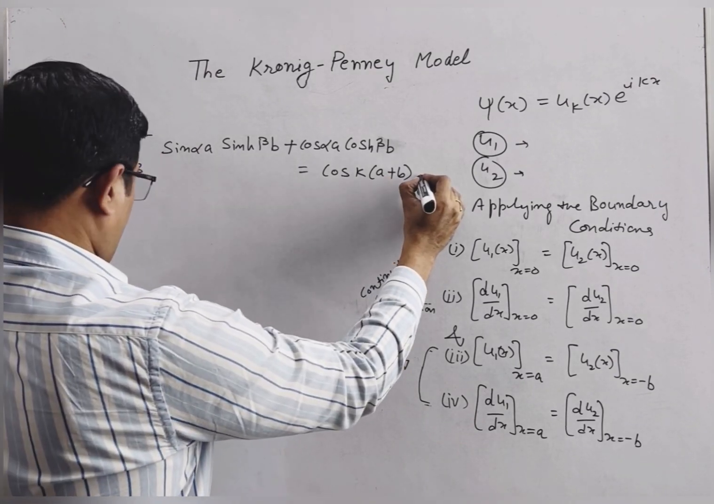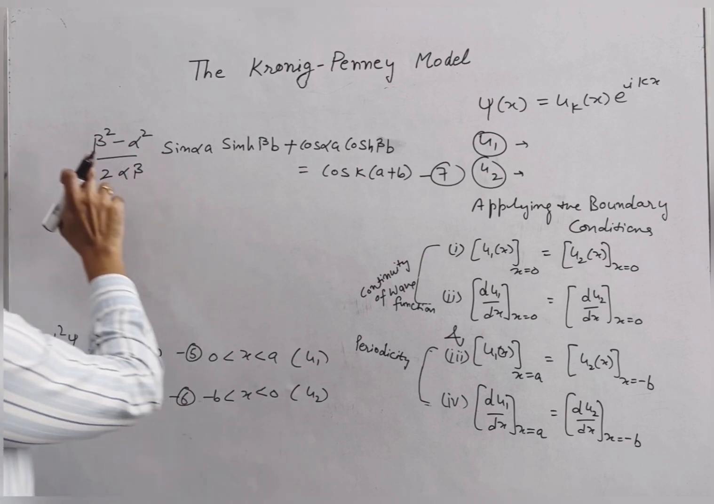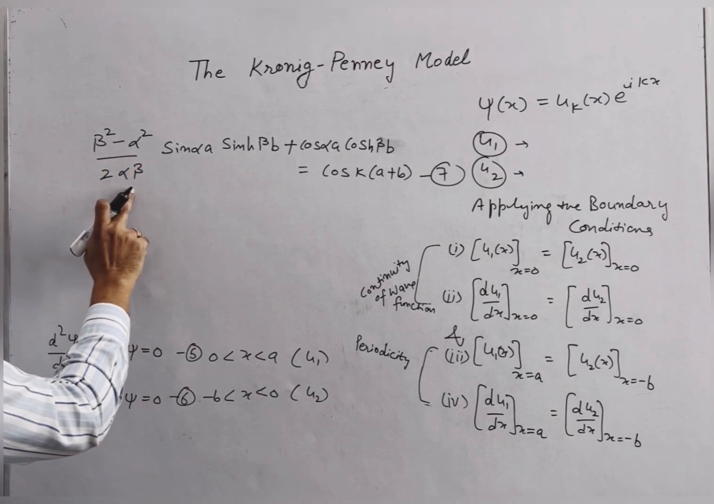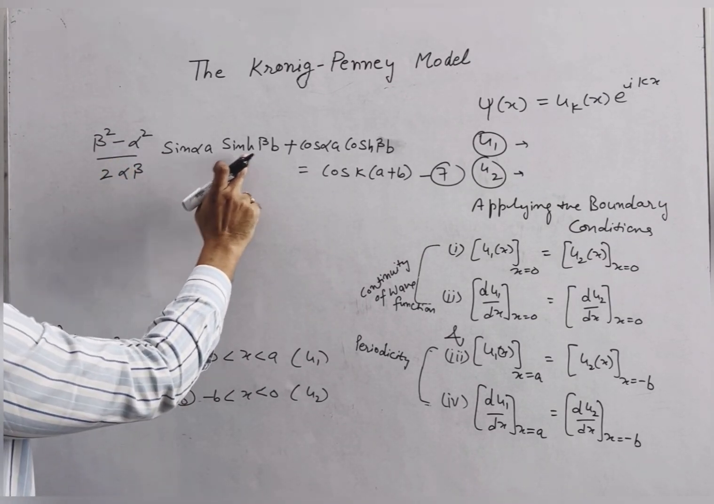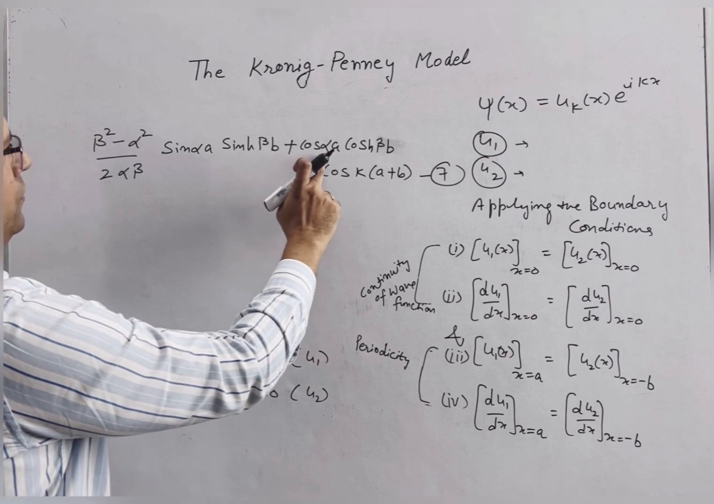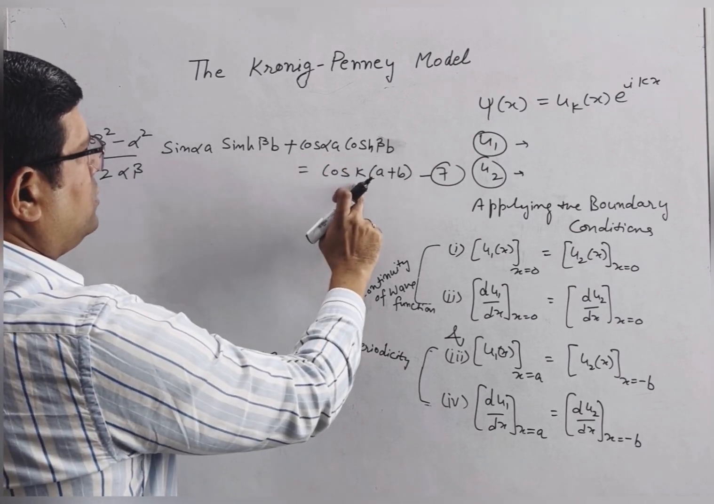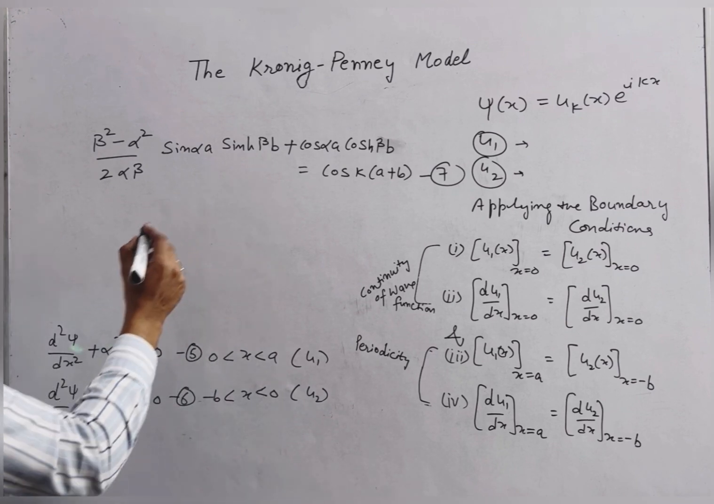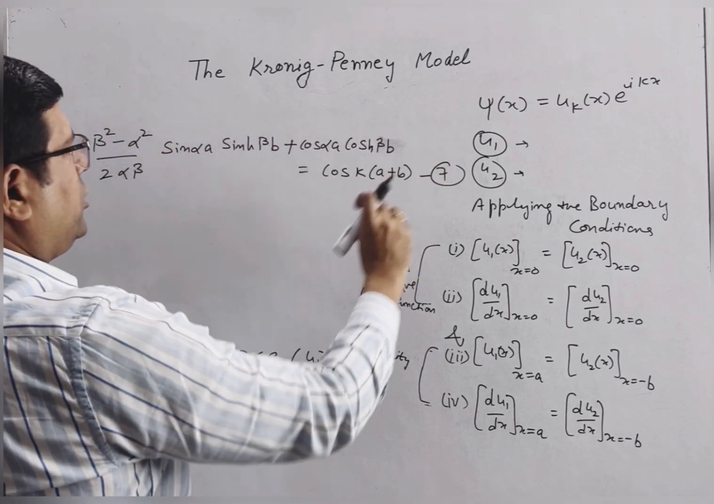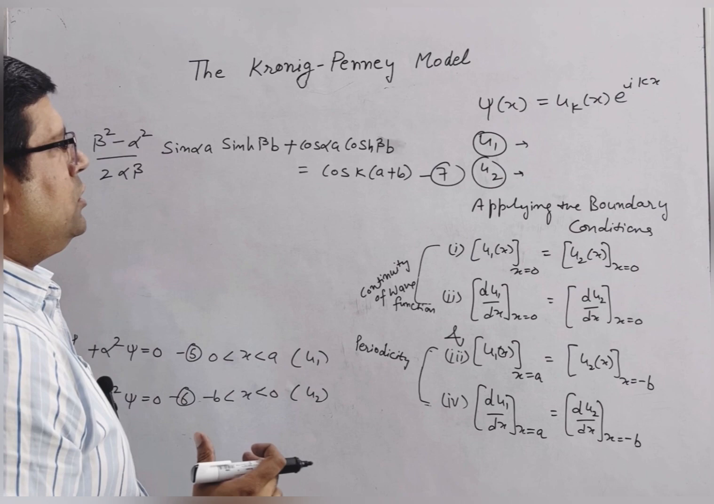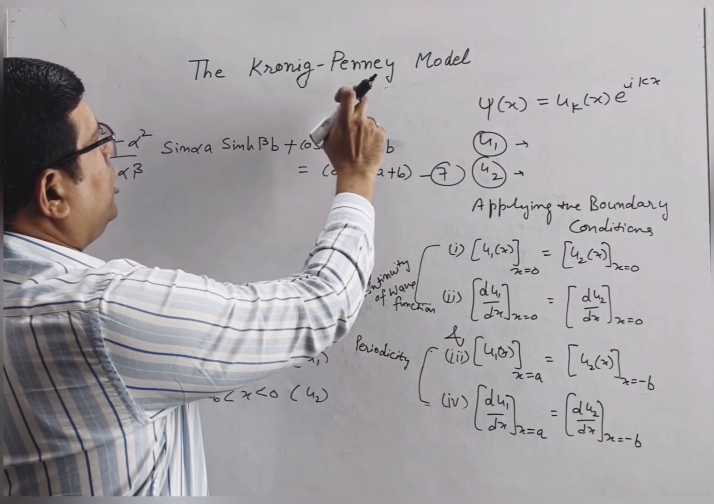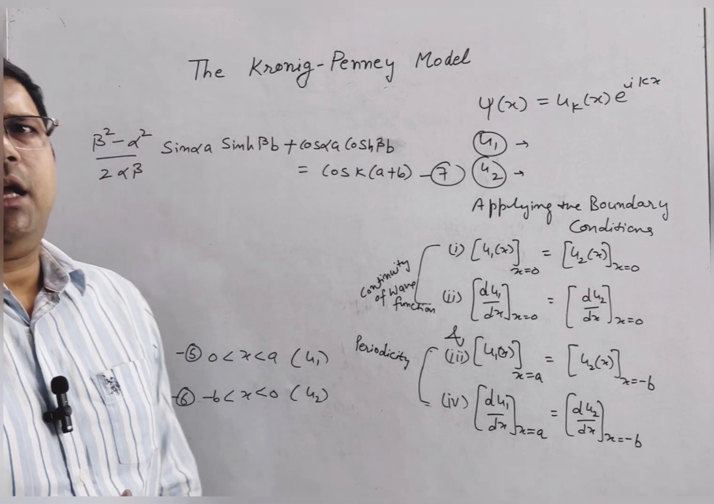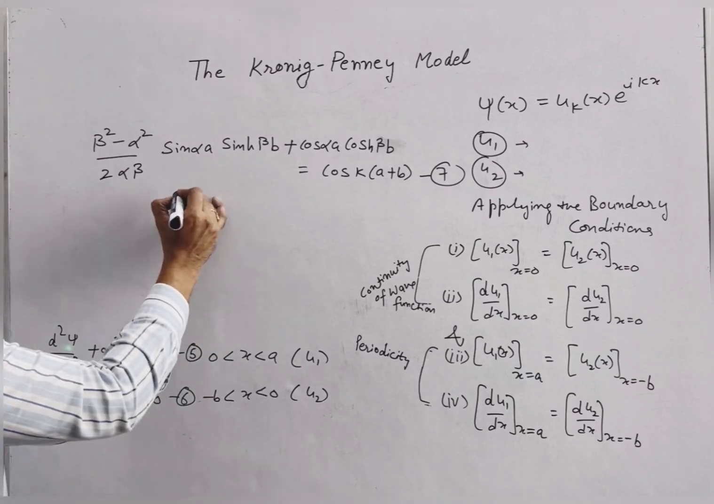This is equation 7: (beta square minus alpha square) upon 2 alpha beta, sin alpha a, sinh beta b, plus cos alpha a cosh beta b, equal to cos k(a plus b). Now, this is a complex equation. This is quite complex, so this was simplified by Kronig and Penney by taking some assumptions.